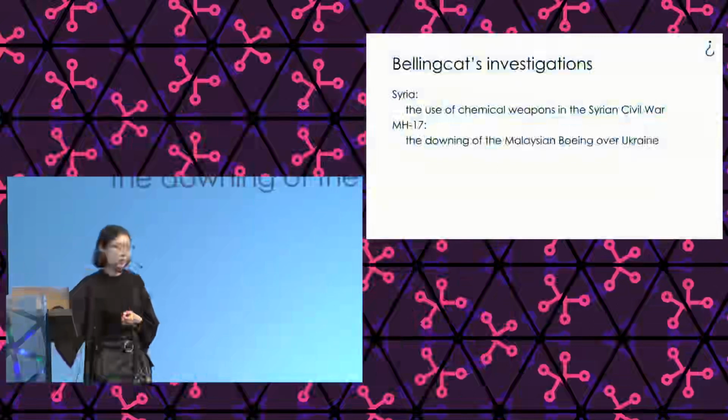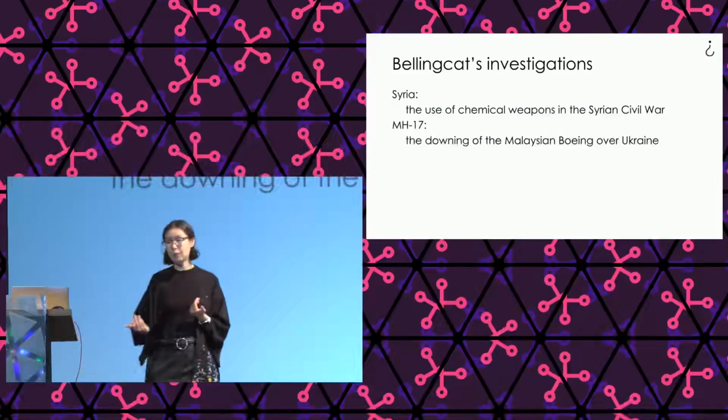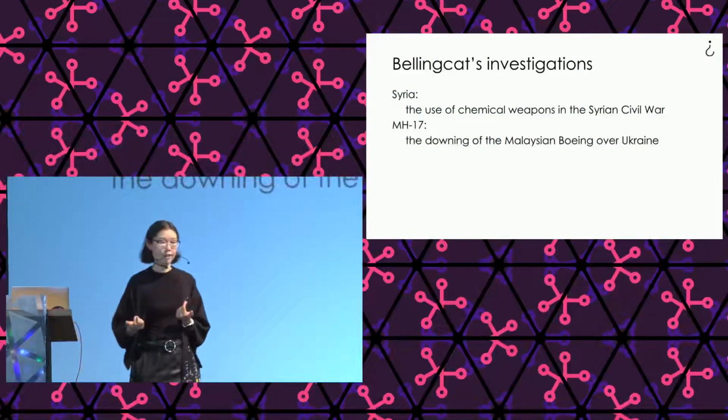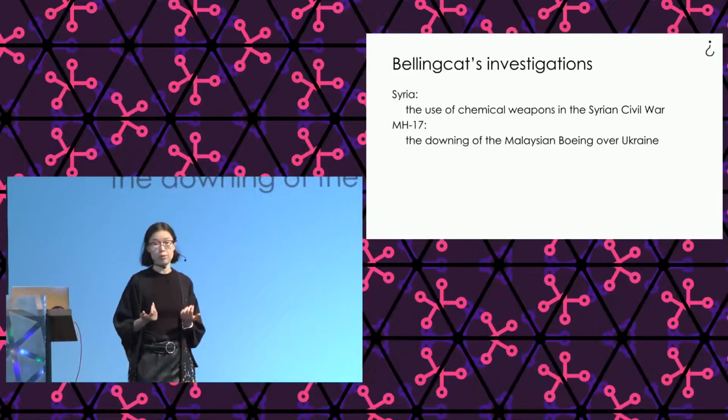There is MH17, the downing of the Malaysian Boeing over Ukraine in 2014. Again, when this one happened, no one really knew what was going on. Russia was blaming Ukraine, Ukraine was blaming Russia, and no one knew who was responsible for killing almost 300 people. And what we decided to do at that point is again turn to social media.